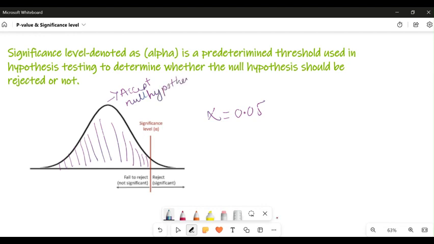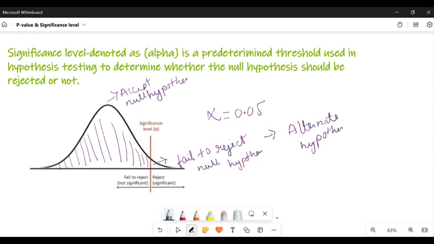If it's not falling in this interval, if it's falling in this other region, then it is said to be a fail to reject the null hypothesis. Fail to reject means it does not have enough evidence to accept the null hypothesis. We can even say that we are accepting the alternate hypothesis. We will discuss more about hypothesis in the coming videos, but just understand what the significance level is, because it comes again and again in your questions.